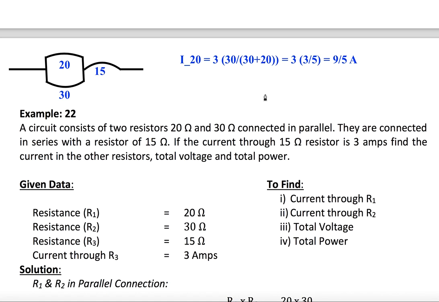Then we will proceed in the same way to find the current in 30 ohms. There are two ways essentially. One is using the current divider rule. The other is total current minus current flowing through the 20. Total current is 3. 3 minus 9 by 5, 15 minus 9, 6 by 5. That is the answer. But let's verify that answer with the other method as well. This thing is 2 by 5, then this becomes 6 by 5. Anyway, you are going to get the same answer.